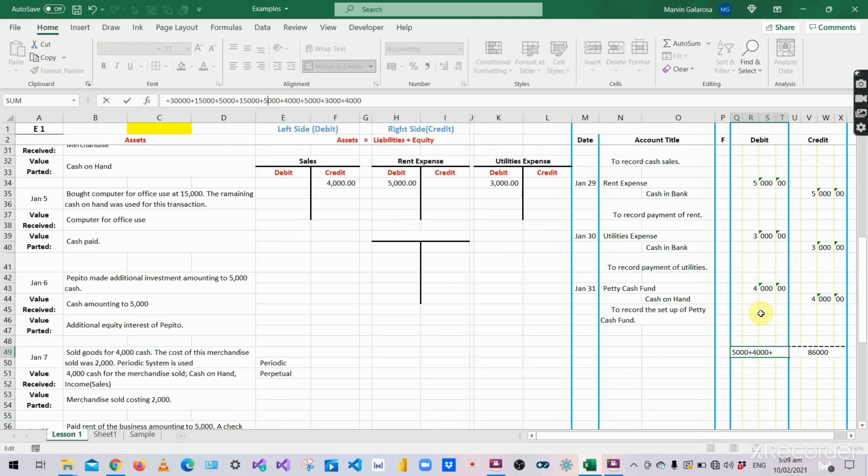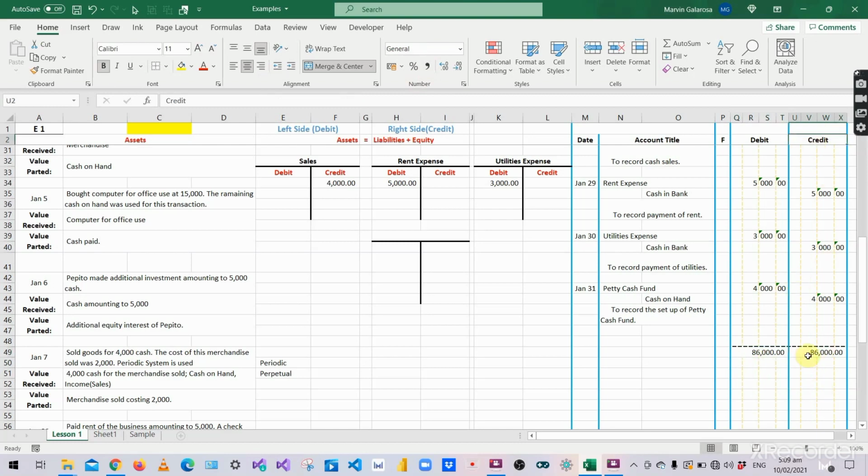Kaya yung mali yung total na nakuha natin. So, total ulit natin siya. Dapat ito ay 86,000. Ayan. So, total debits natin is 86,000 and ang total credits is 86,000. So, balance siya.